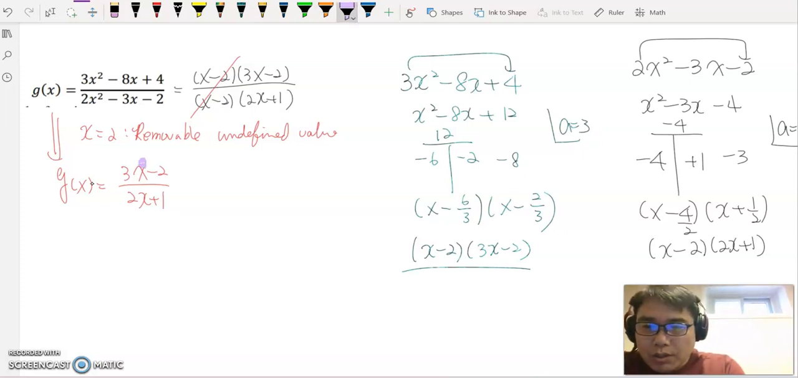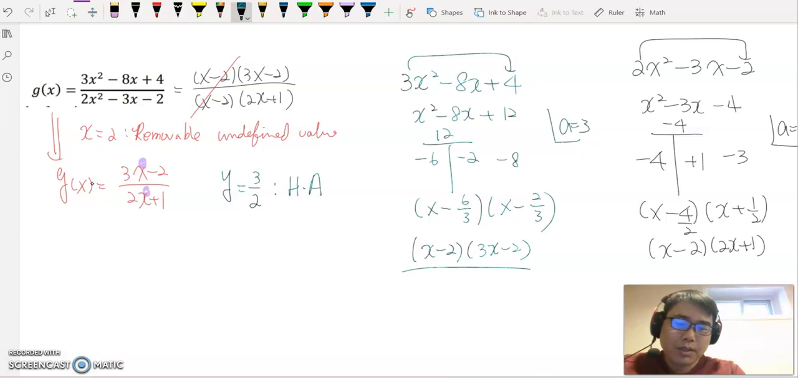So this is 1, and the denominator is also 1, which means they have exactly the same power between the leading term of the numerator and the leading term of the denominator. Therefore, in this case, y equals the ratio of their coefficients, which is 3 over 2. That's our horizontal asymptote. Okay.